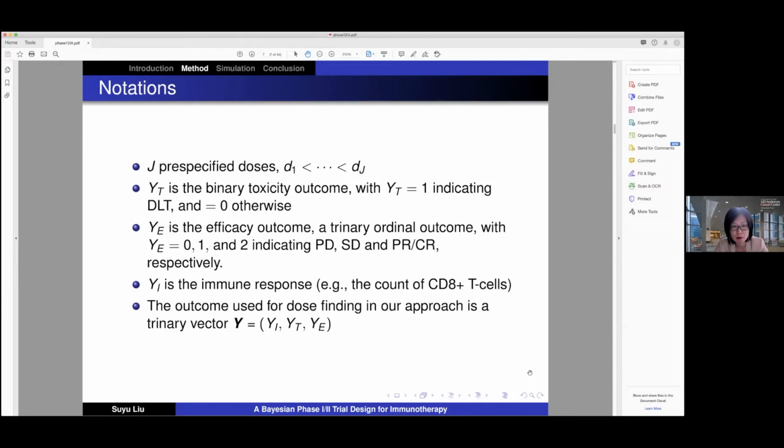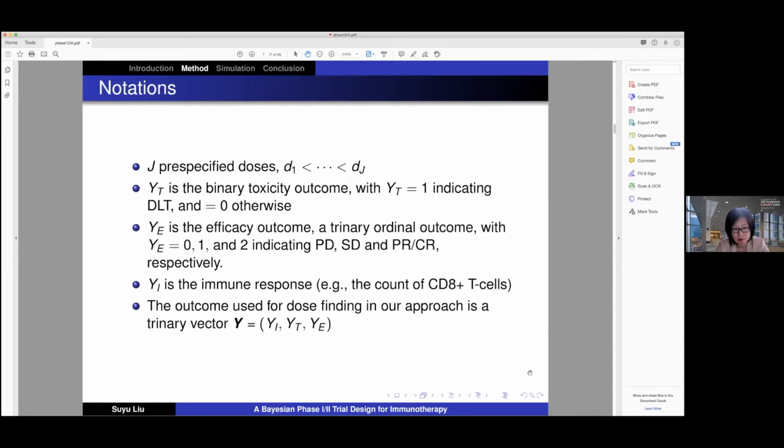Before I introduce the models of the design, let me introduce some notation first. Let J, the capital J, be the pre-specified number of doses. So we have dose levels D1 to DJ from low to high. Let YT be the binary toxicity outcome, with YT equal to 1 indicating patients experience DLT, the dose limiting toxicity, and 0 meaning no DLT. And YE be the efficacy outcome, which is a trinary ordinal outcome. YE equals 0, 1, 2 indicating the outcome as progressive disease, stable disease, and PR or CR.